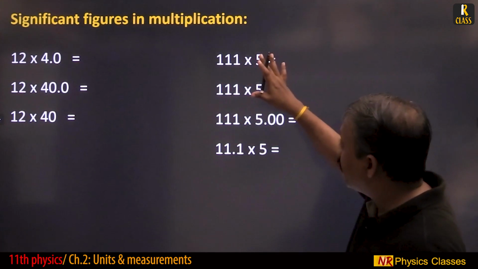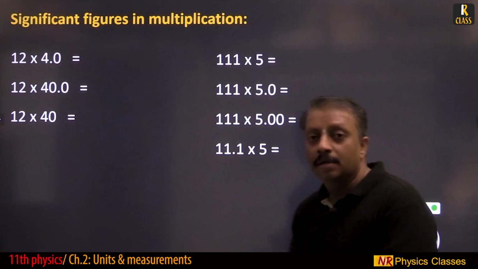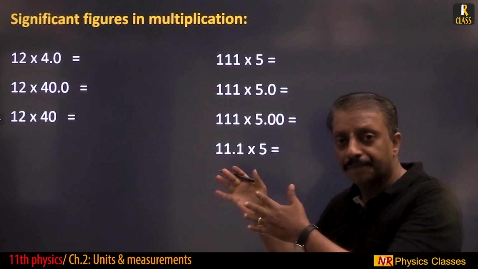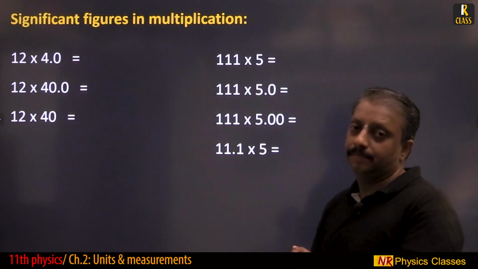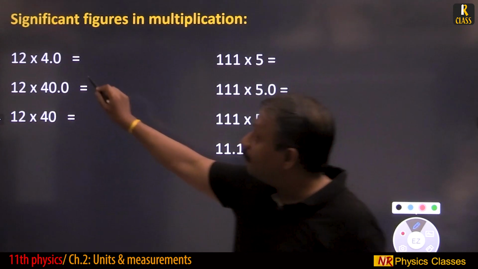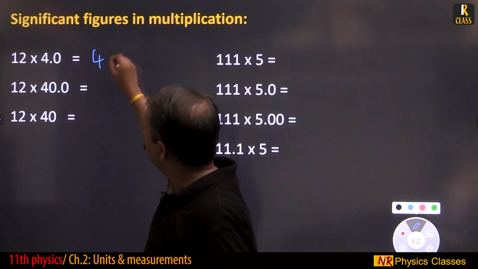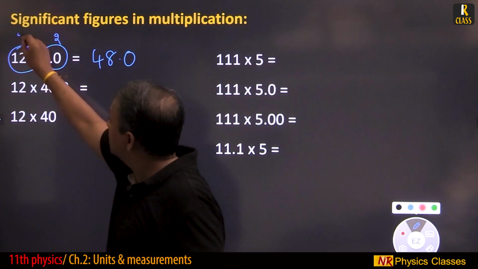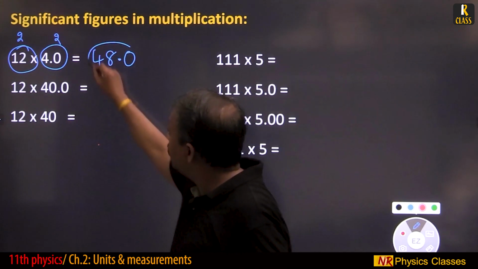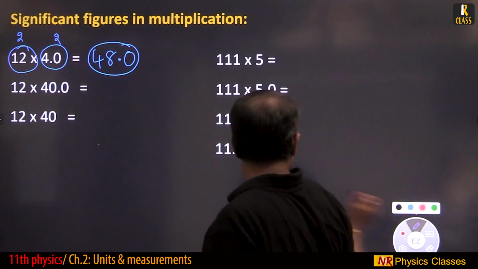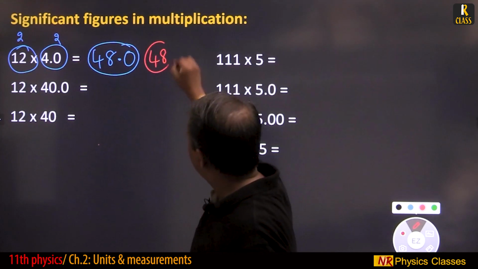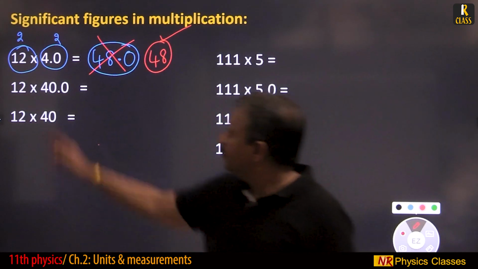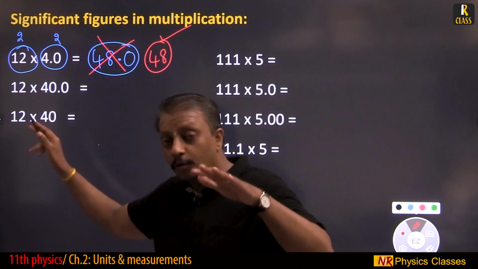Significant figures in multiplication. A few examples. When we are solving this, we should understand, and it should be a practice. 12 times 4.0 gives 48.0. There are 2 significant figures. There are 2 significant figures. This has 3 significant figures. Therefore, the answer should be 48. There are 2 significant figures. This is equal to this, but not under the rules of significant figures.